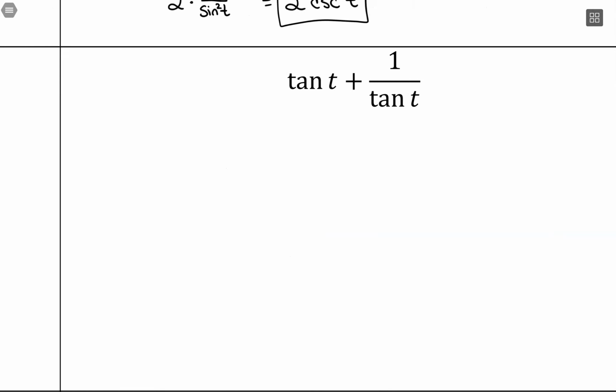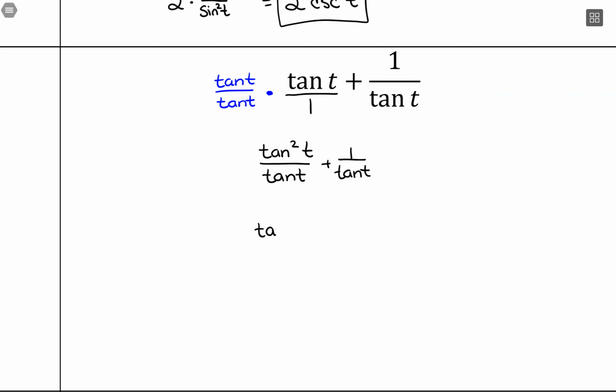All right, so here, we're going to do pretty much the same thing. So this is tangent of t over 1. And I'm going to go ahead and multiply by tangent of t over tangent of t so that I get that common denominator of tangent. So in the numerator, this is going to make tangent squared over tangent t plus 1 over tangent. Now I can add the numerator together. So tangent squared of t plus 1 over tangent of t.